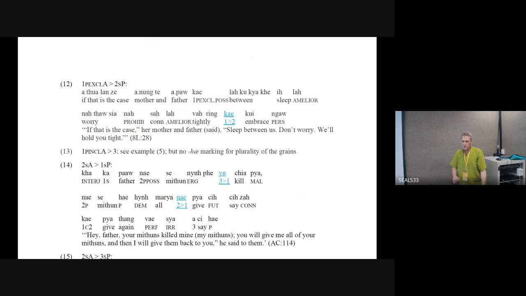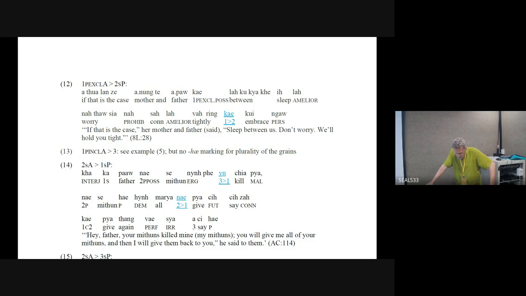In 12, we've got a first plural exclusive A acting on a second singular P. And again, this is a ka prefix indicating first person acting on second person. So this is again the parents talking to their daughter in that same text, saying, "We will tightly, we will embrace you," or something like that.